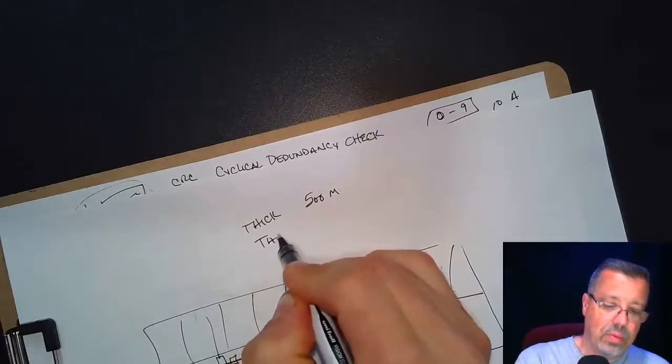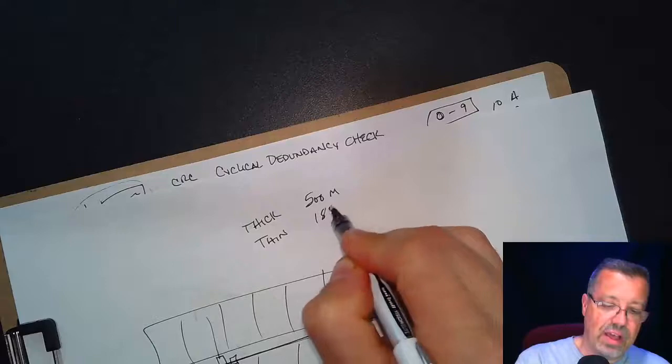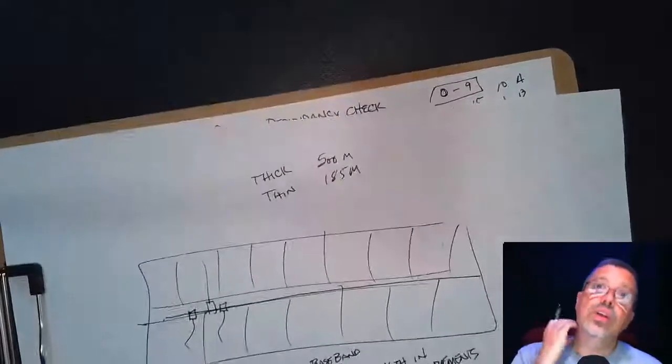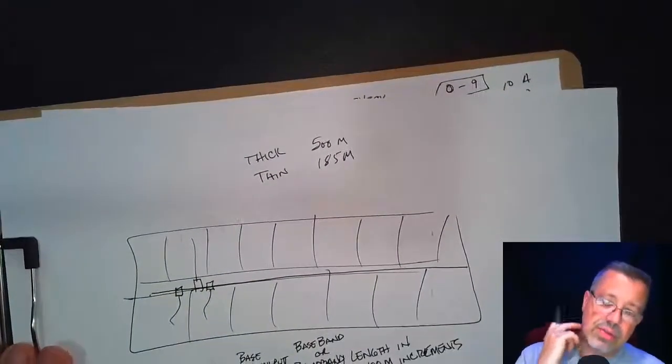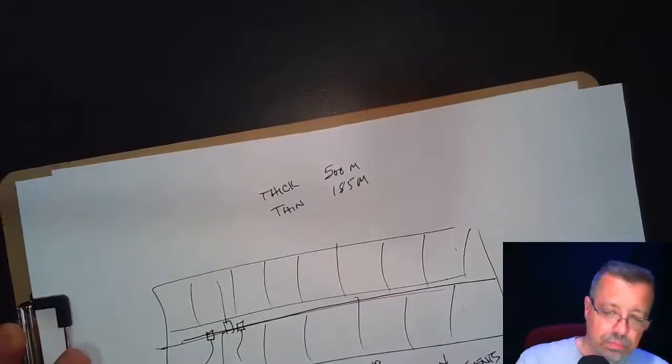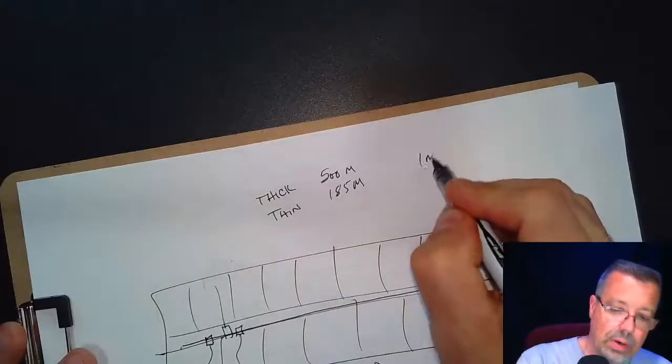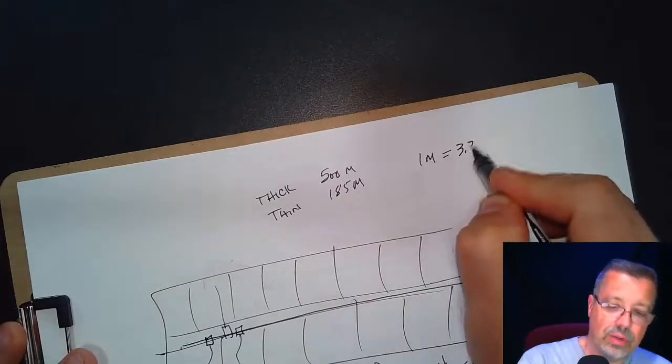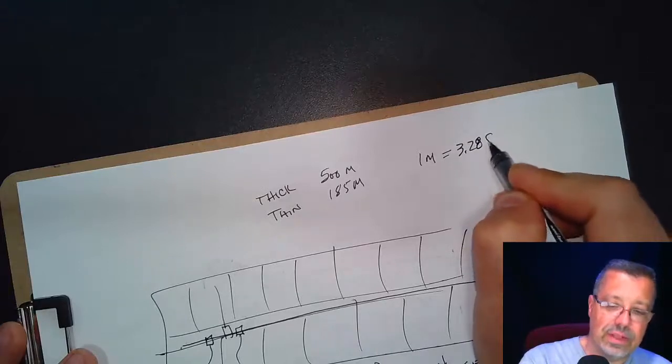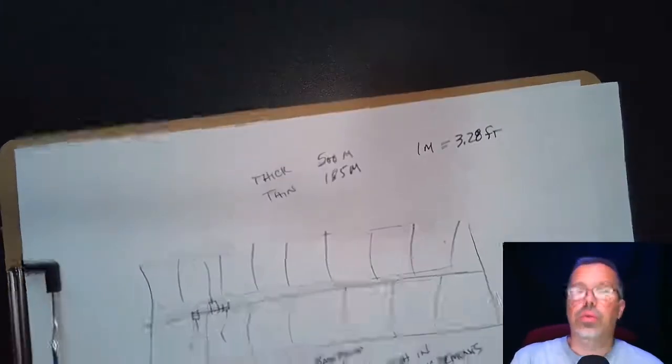Thinnet has 185 meters. Early on, you're going to need to know everything in meters. Eventually, you're going to have to know things in meters and feet. So 1 meter equals 3.28 feet, or a little more than 3.